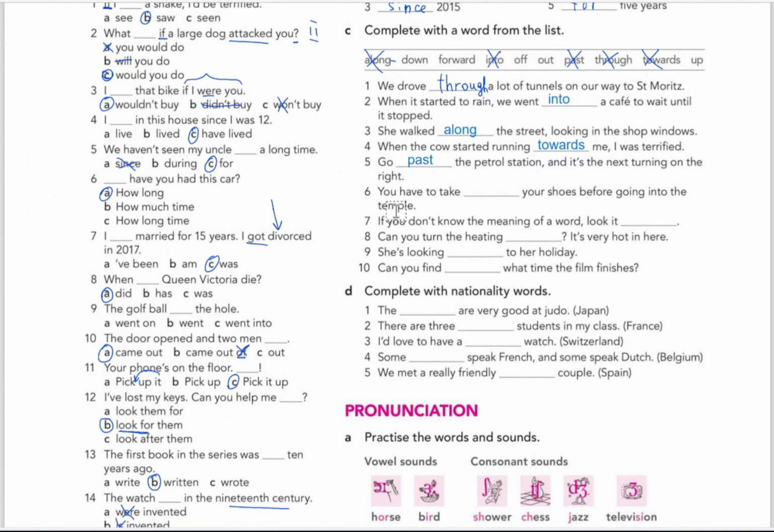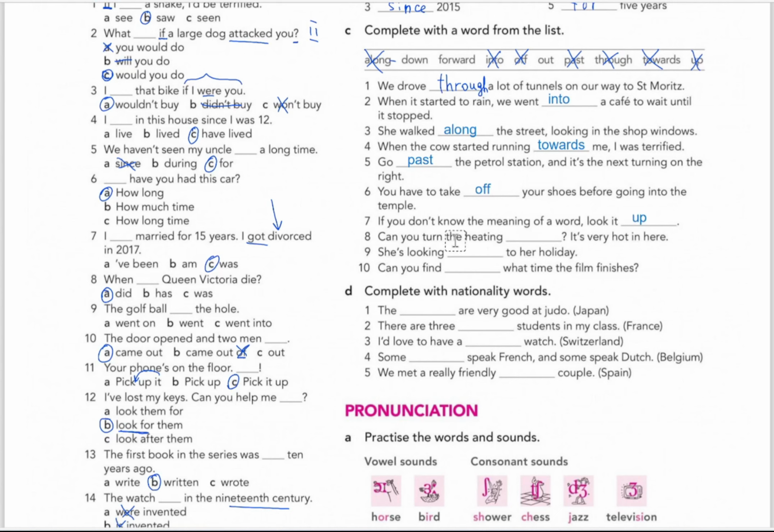Number six, you have to take off your shoes before going into the temple. So you have to take off, remove your shoes. Take off, it means removing your shoes, guys. Yeah. So off is also gone. We're going to cross it out. And number seven, if you don't know the meaning of a word, look it up. Look it up. Search for it. So we're going to do it. Look it up here. That's done.